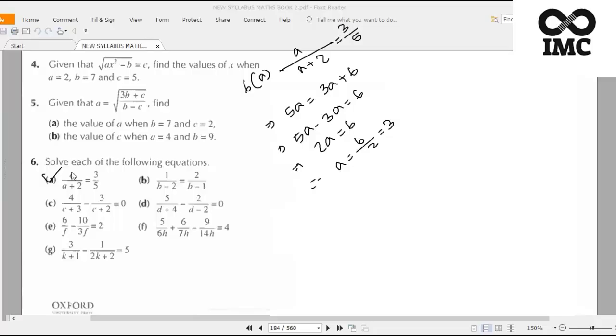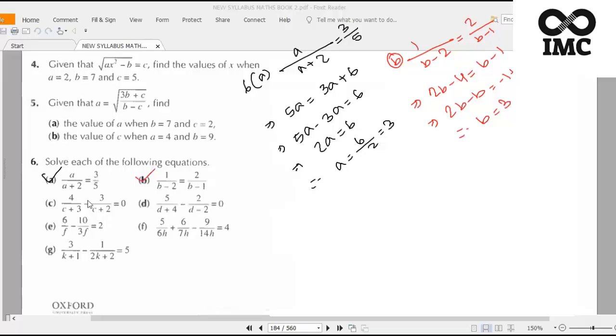Now question number b. Question number b says 1 by b minus 2 equal to 2 by b minus 1. Now do the cross multiplication. So 2 multiplied by b minus 2 is 2b minus 4, and 1 into b minus 1 is b minus 1. So 2b minus b equal to minus 1 plus 4. Then we get b equal to 3.